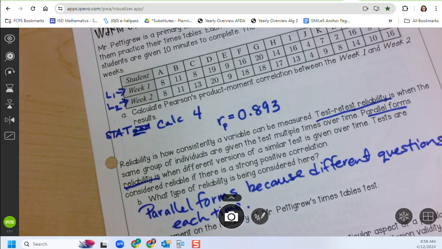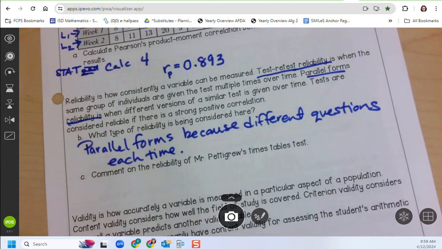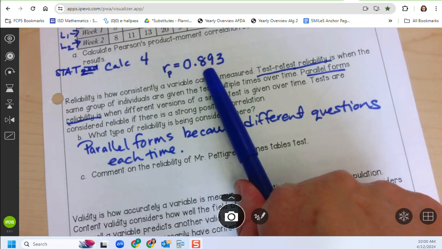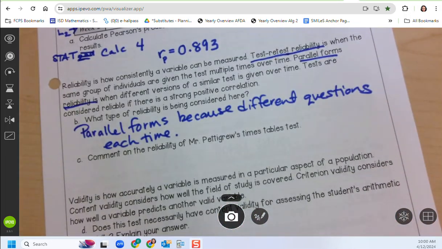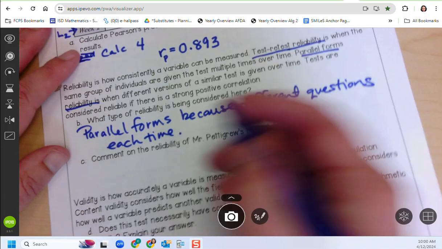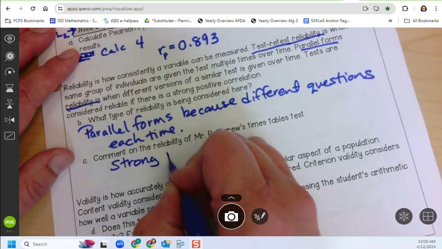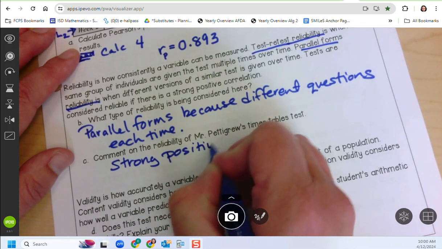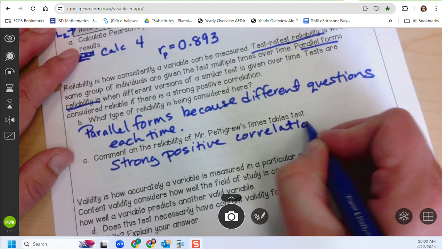And then comment on the reliability. So you should have in your notes from last class that nice table that tells you how reliable this is. If you didn't pull that table out yet, all right, because the R value was 0.893, and that is strong, and because it's a positive number, we're going to say that it is a strong positive correlation. And since it's a strong positive correlation, we can say that the test is reliable.